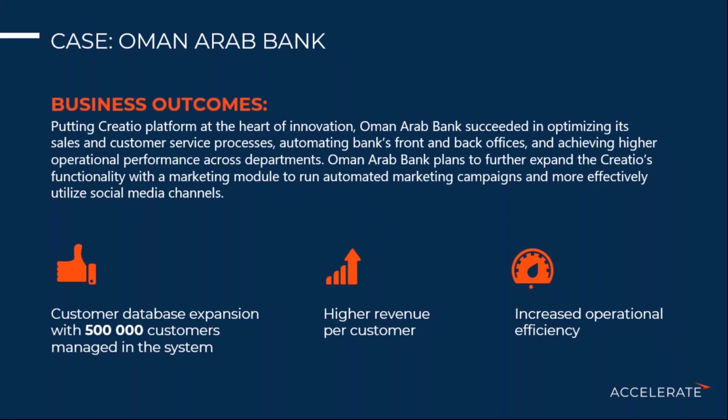So the business outcomes for Oman Arab Bank: they manage over 550 customer profiles within the system, and that has allowed them to build robust customer profiles so that they really understand that customer, how they want to be serviced, how they want to grow, and what they want out of the bank. This has allowed them to have better engagements with their customers, because those positive customer experiences and understanding their preferences and goals has enabled them to see a higher revenue per customer.